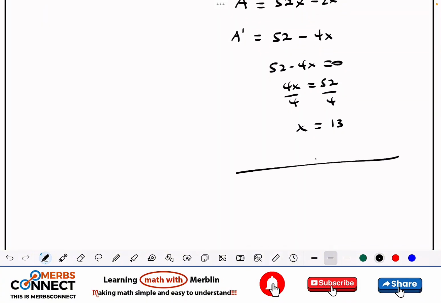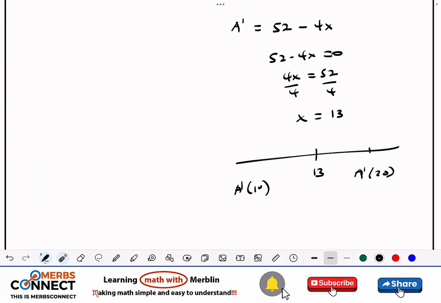So let's put my 13 here, and then I pick A prime and I put any value below 13. So I can pick something like 10 here, and I just want to pick values that I can easily multiply without using a calculator, right? So when I plug in 10 here, what happens? 10 times this one is going to be 40, and then this is going to be positive. So this is going to be greater than 0, and we are moving up here.